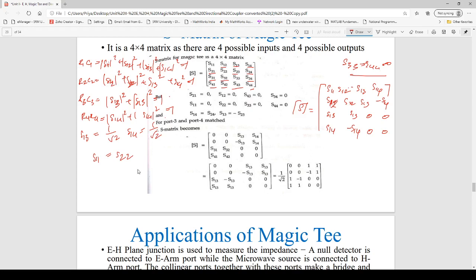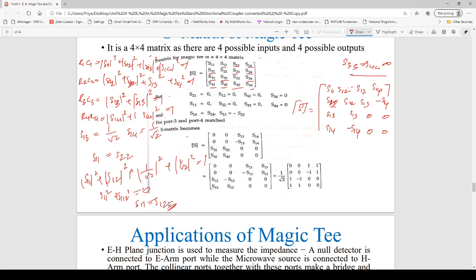Substituting S13 and S14 in the first equation, I'll get S11 square plus S12 square plus 1 by root 2 square plus 1 by root 2 square equal to 1. So 1 by root 2 square is 1 by 2, and 1 by 2 plus 1 by 2 is 1. If I take this to the other side, that will be equal to 0. So S11 square plus S12 square equal to 0, so S11 equal to S12, I can write like this.